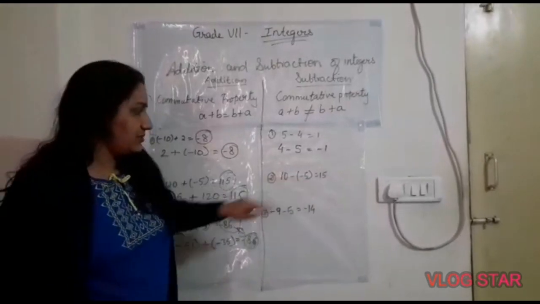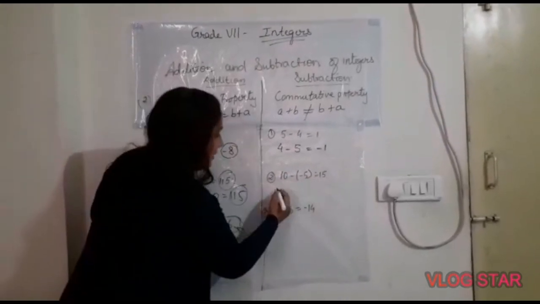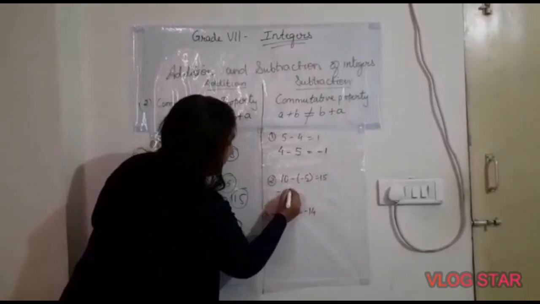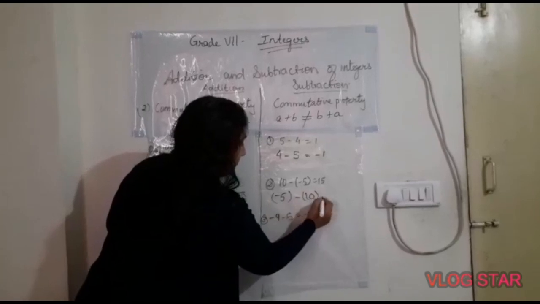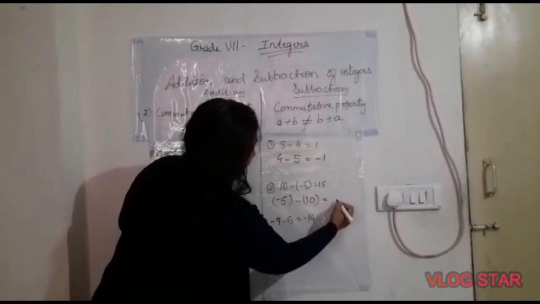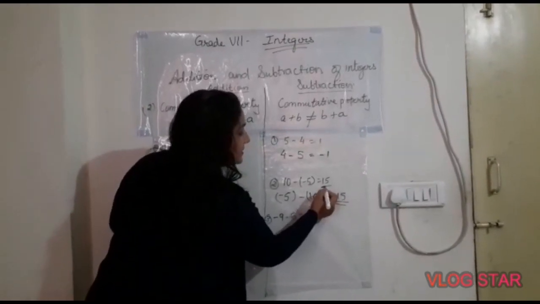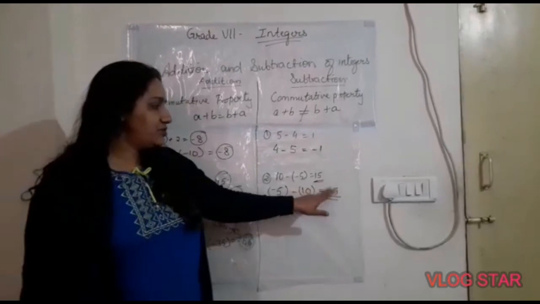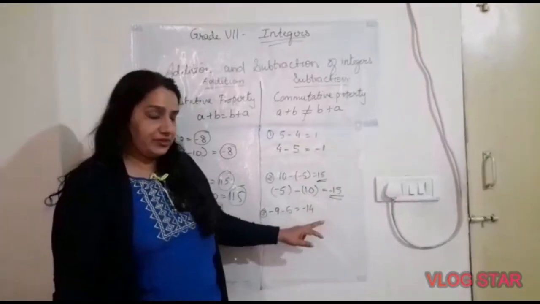Moving on to the next, 10 minus 5 gives us 15. So minus 5 minus 10 is equal to minus 15. Again, it seems to be correct, seems to be the same number, but it is not the same. The numbers are totally different.